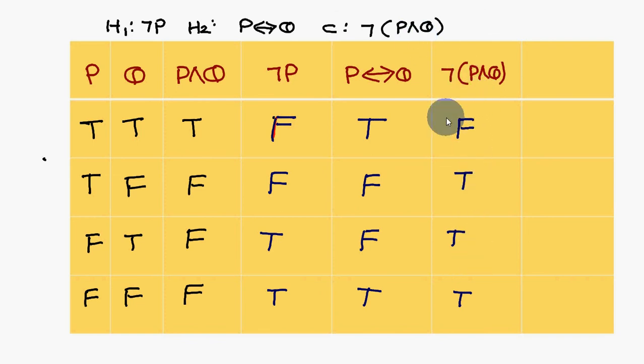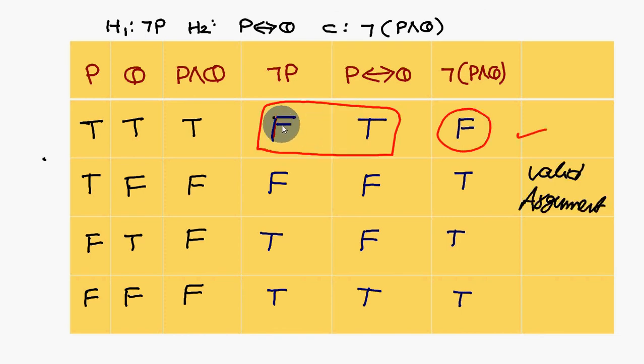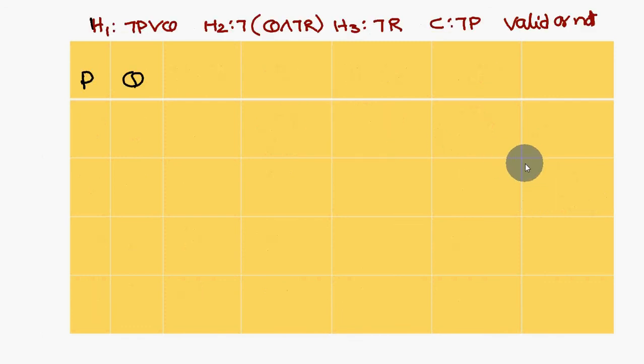Whatever the false are here, you have to circle it here. The corresponding premises also you have to circle. One false is there, therefore this is a valid argument.